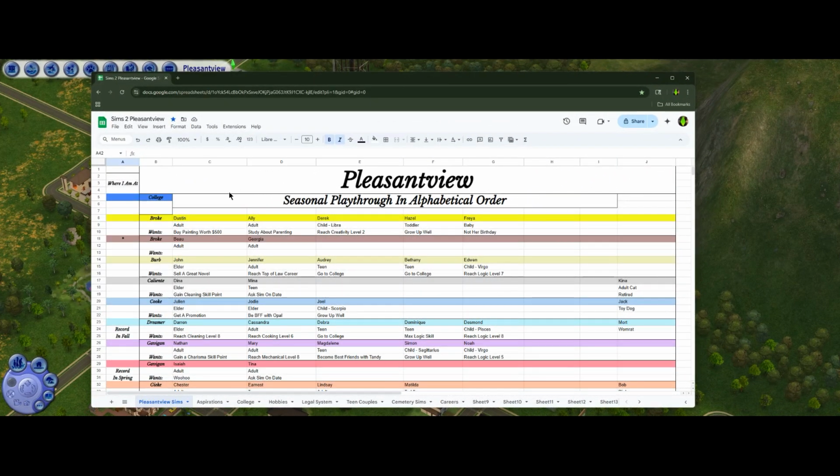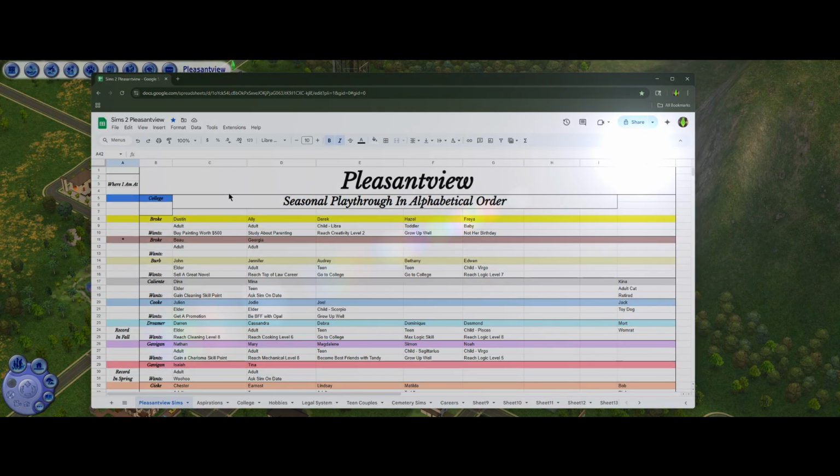Loves, welcome back to the Semi Plum Bob channel, and today we are going to talk about the Sims 2 Pleasantview spreadsheet.